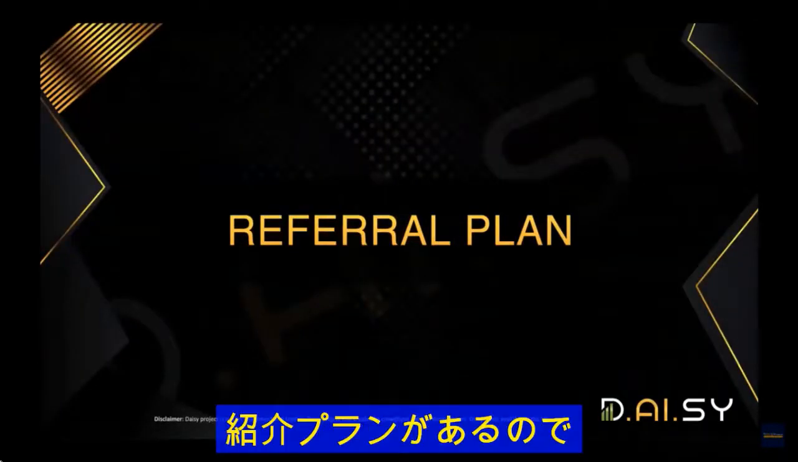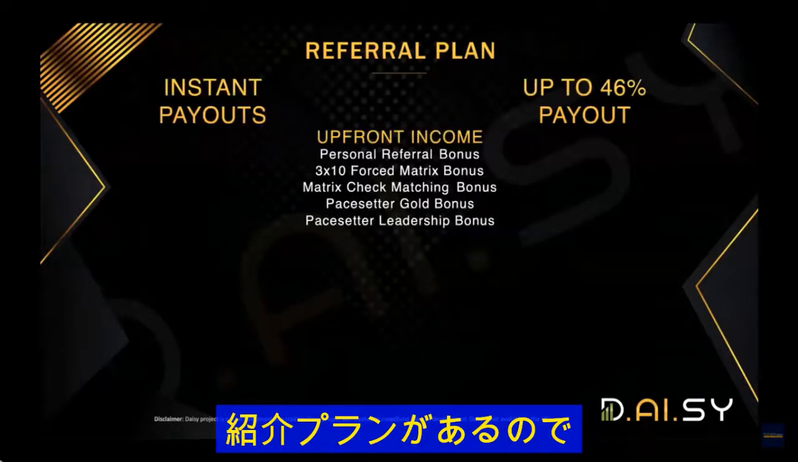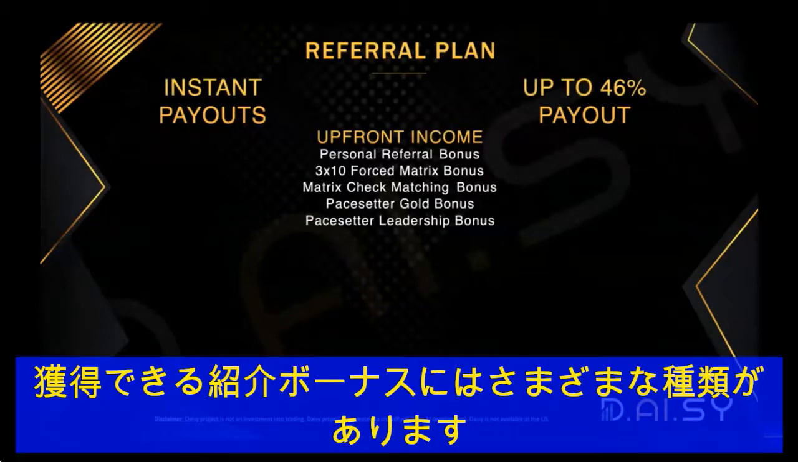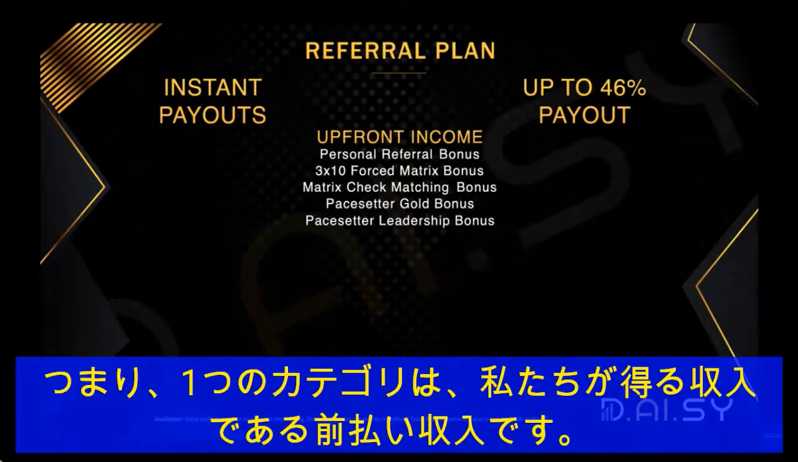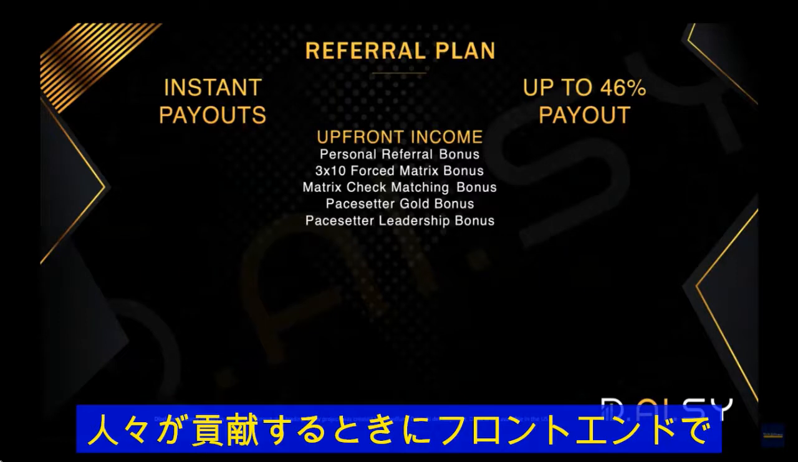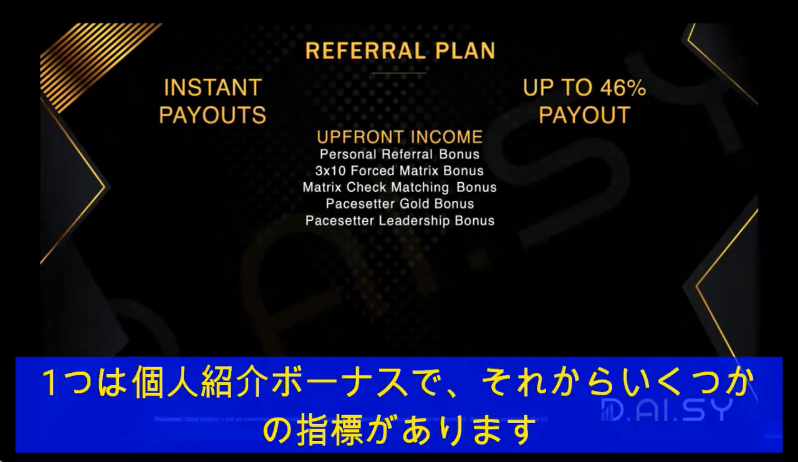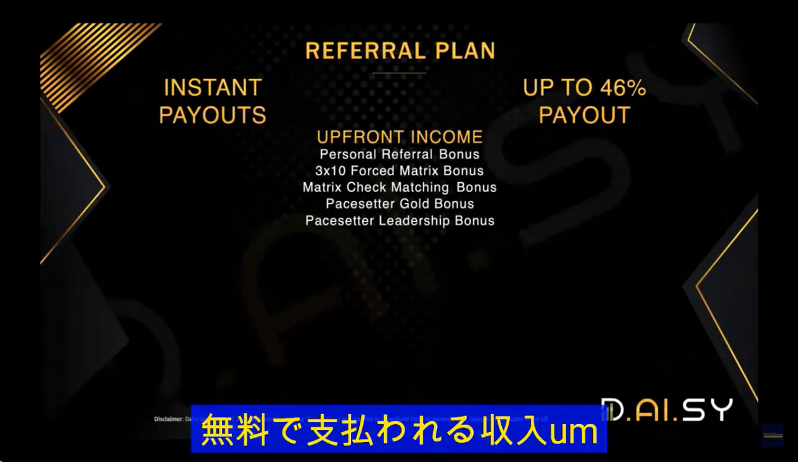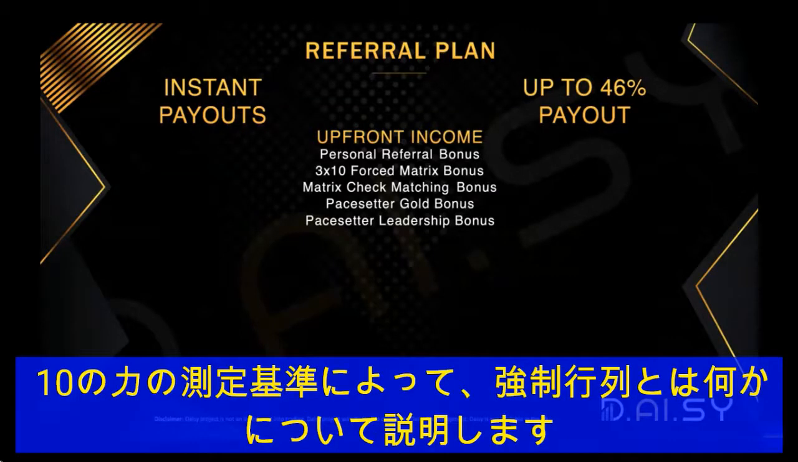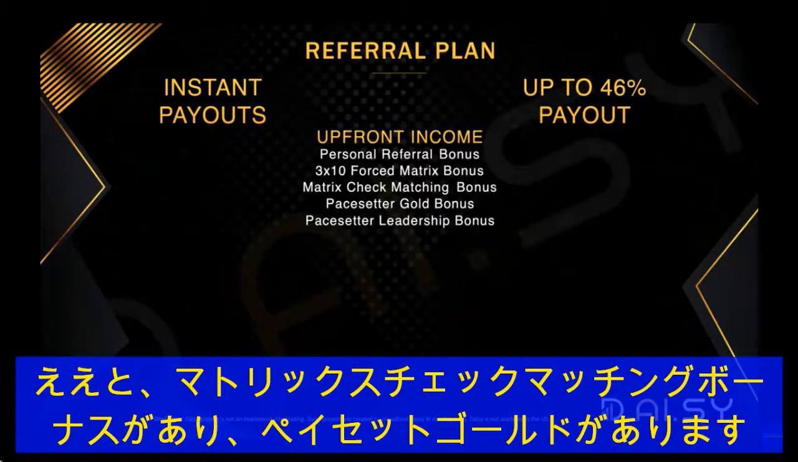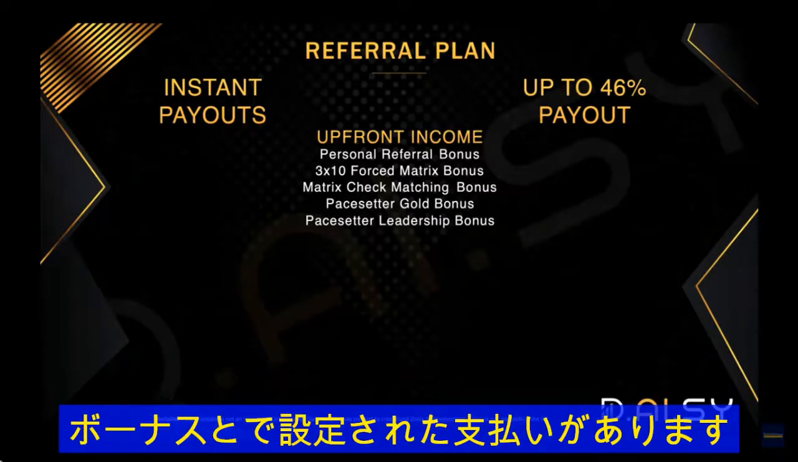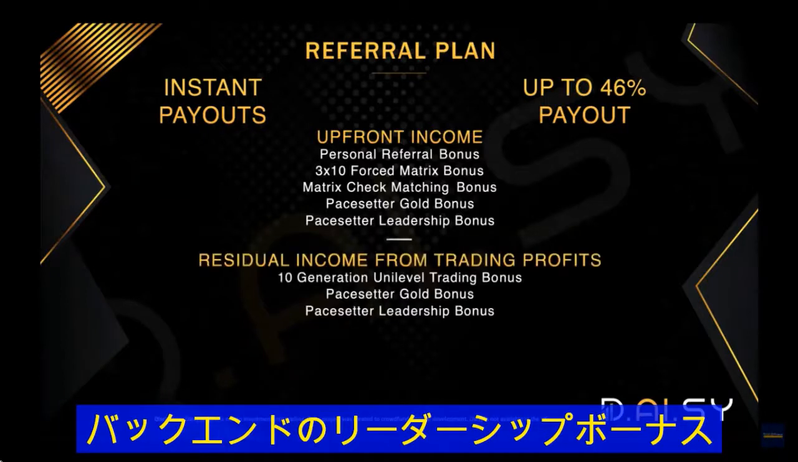The referral plan. So there are different types of referral bonuses that you can earn. So one category is the upfront income. That's the income we get on the front end, right? When people contribute. So one is the personal referral bonus, and then we will have some metrics income, which is paid by the 3x10 forced metrics, and we'll discuss what a forced metrics is. There will be a metrics check matching bonus, there will be a Pacesetter gold bonus, and there will be a Pacesetter leadership bonus.